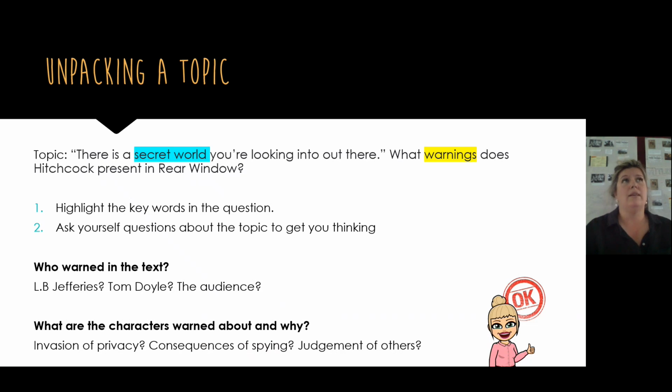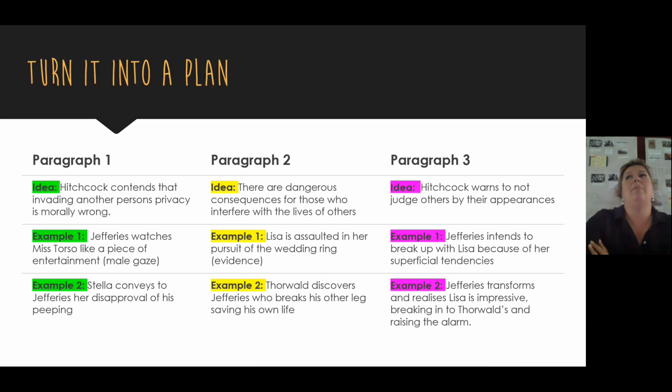So make sure that you have written down, unpacking a topic: I highlight the keywords, and then I ask myself questions about the topic, like who was warned and when were they warned? Once I've done that, it allows me to write a plan. Before you start writing your essay, you should jot down what you're going to discuss in each paragraph.